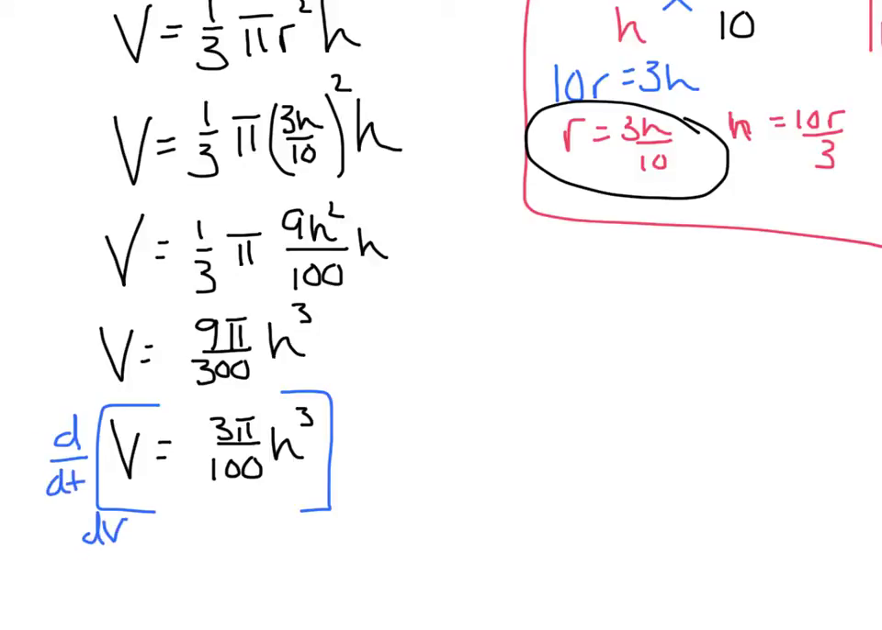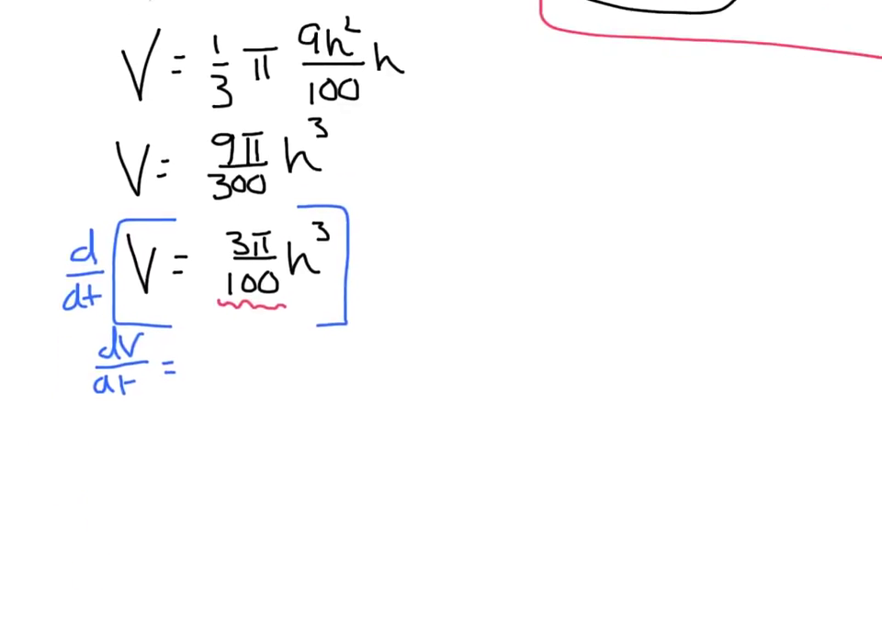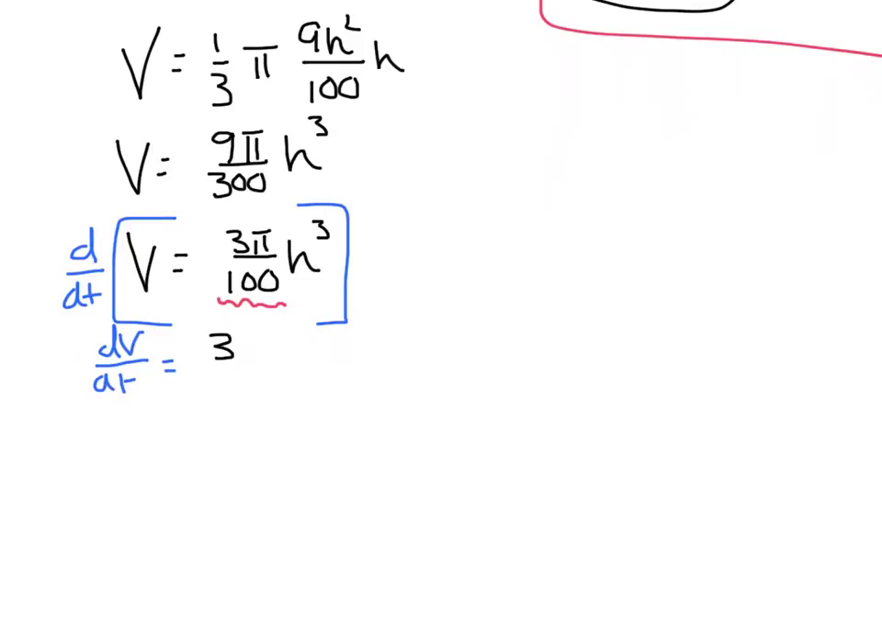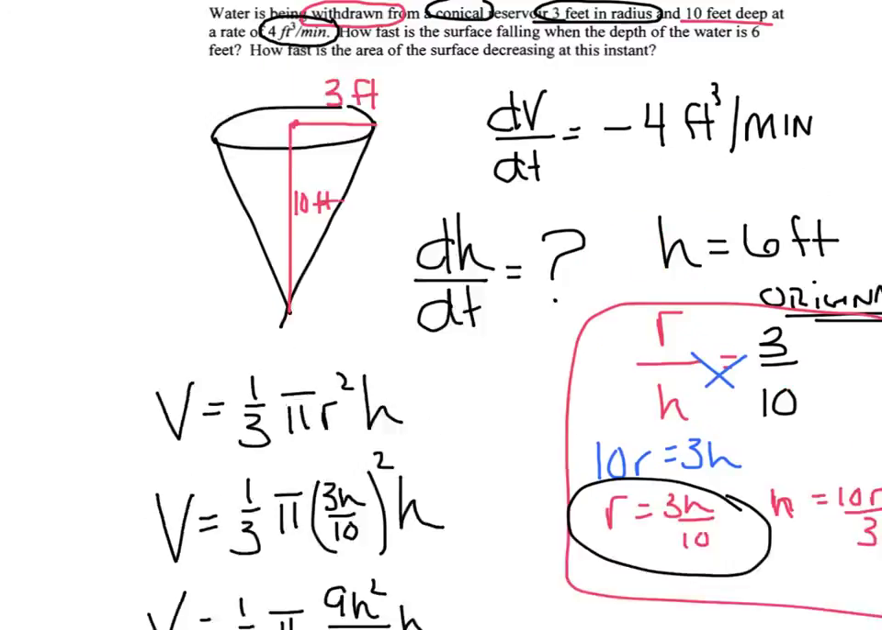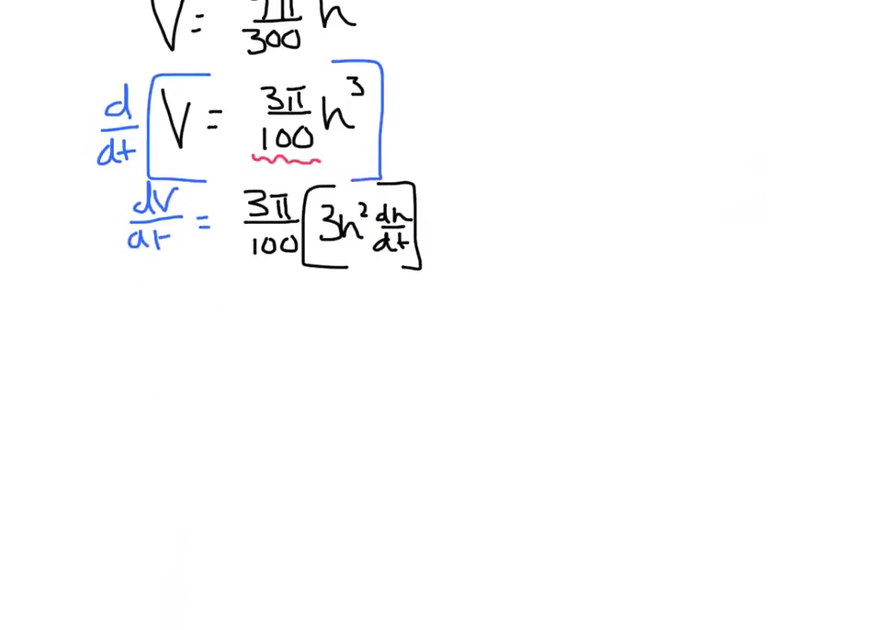Wrap that bear up. We're going to take its derivative with respect to time now that it's cleaned up. So I get dv dt equals, remember this is just a constant, it's all a number. 3/10 and pi are all a number. So you're just bringing it along for the ride. 3 pi over 100, the only derivative you're taking is of h cubed. So 3h squared dh dt. And remember the question is what is dh dt? And we know that our volume was leaking out or getting smaller. So our volume was a -4.